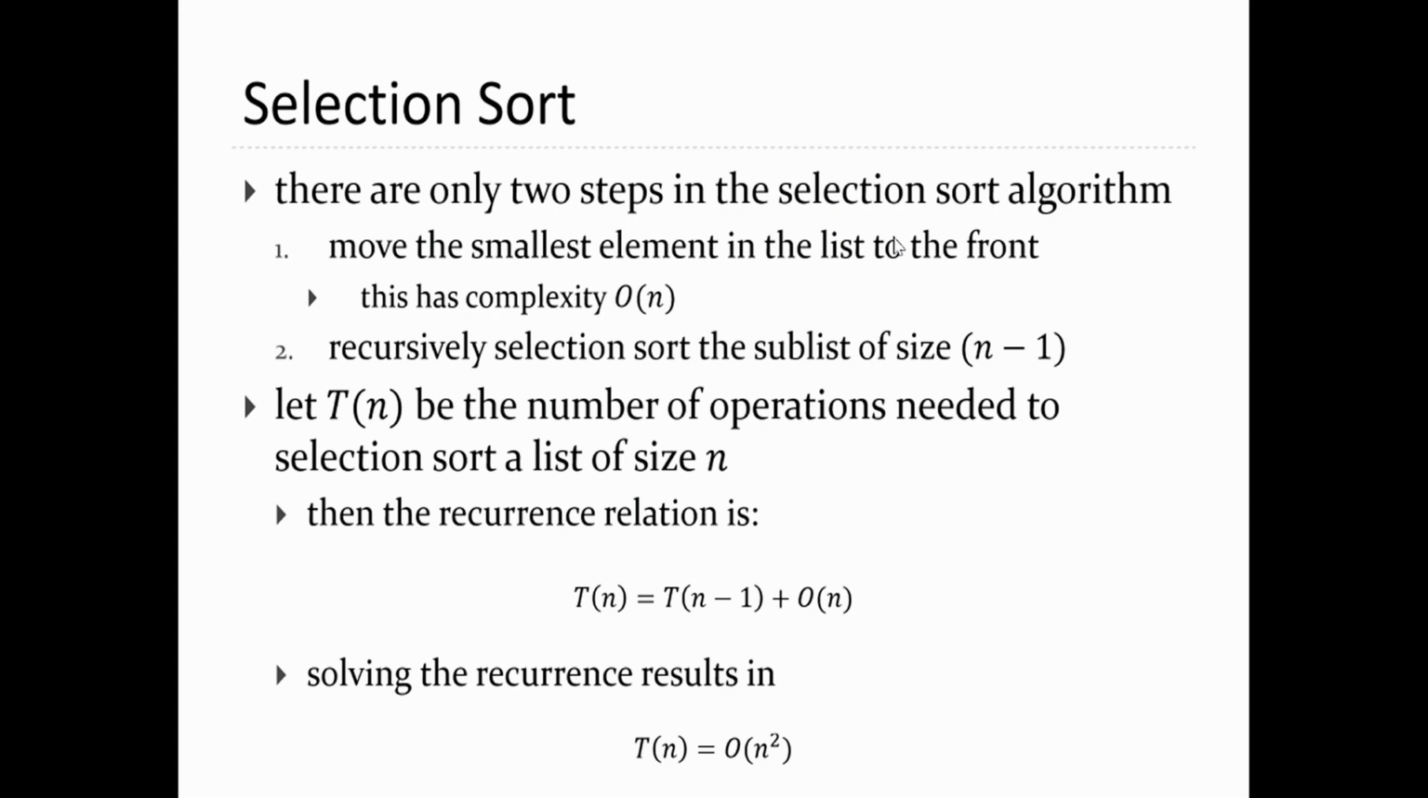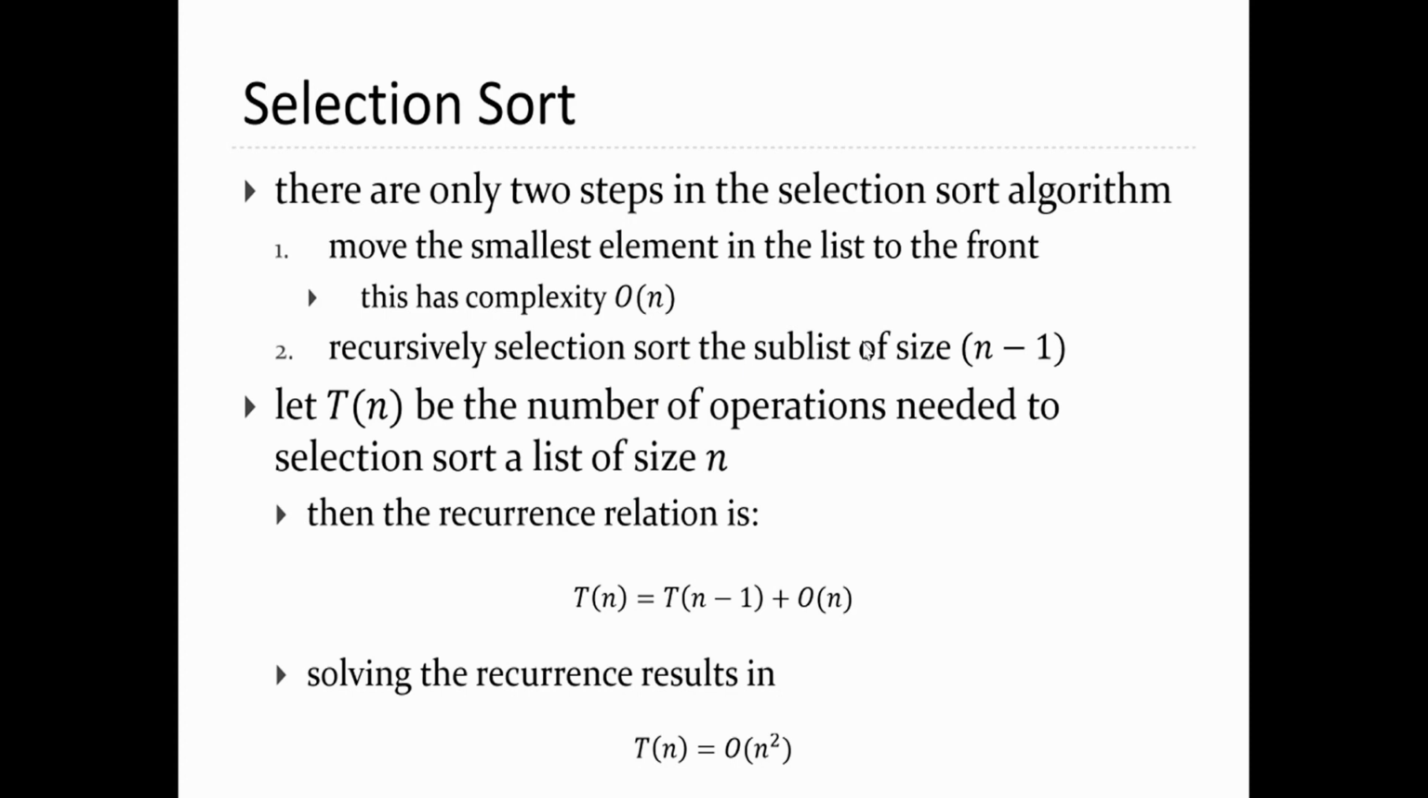Okay. So there's only 2 steps in that selection sort algorithm. Step 1, you move the smallest element in the list to the front of the list. Now, how do you move the smallest element to the front of the list? It turns out that has complexity big O of n. Find the smallest element, so I have to search n elements. Move it to the front of the list, that's constant time. So that's complexity big O n.